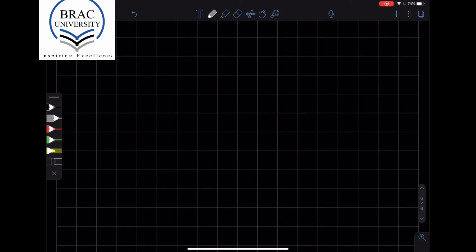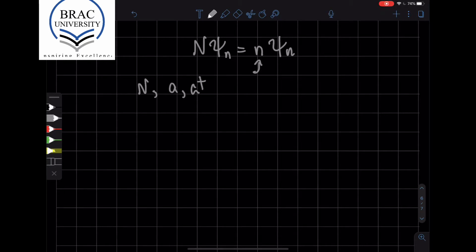So we now want to solve the eigenvalue equation N acting on psi_n is equal to small n times psi_n. We want to find out what these eigenvalues small n are. To do that, we need some properties of these operators N, a, and a dagger.